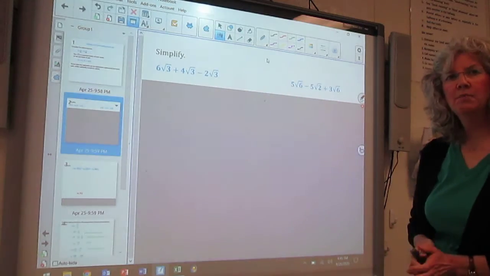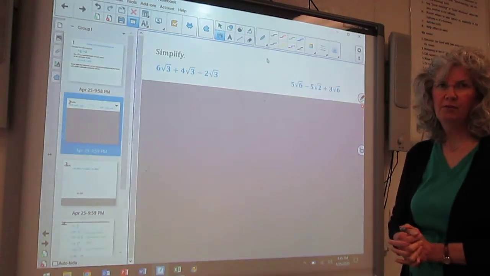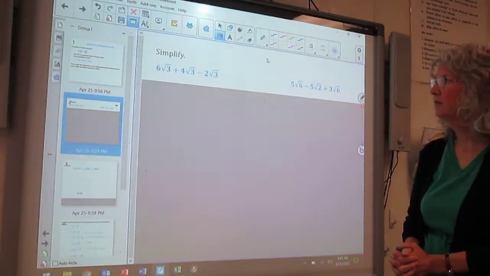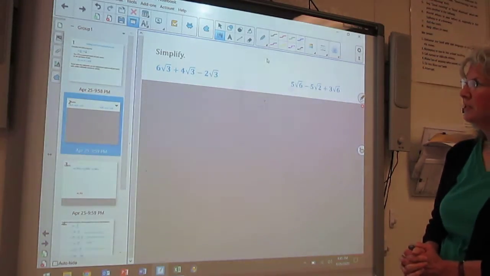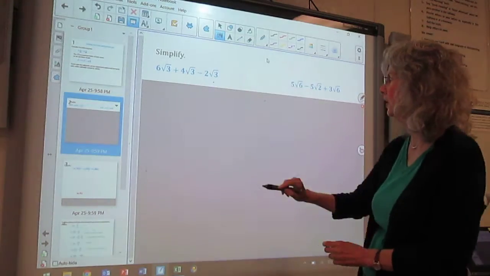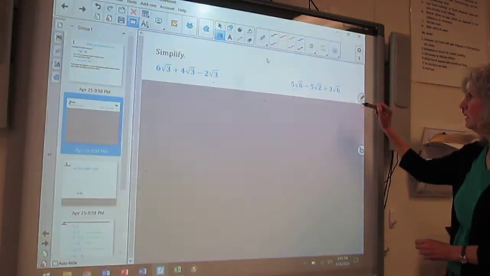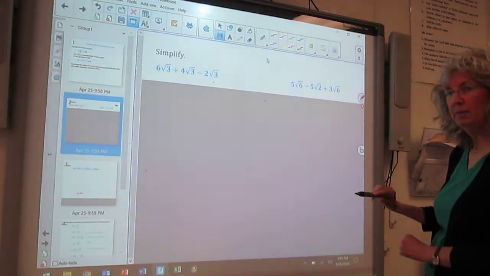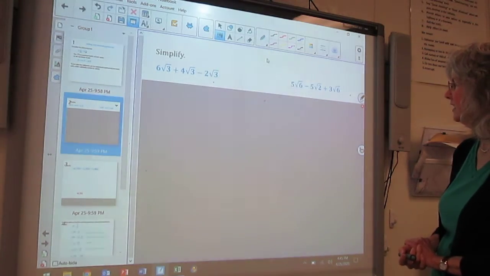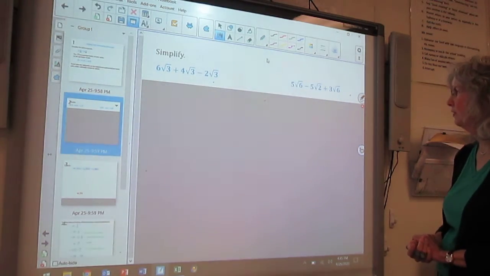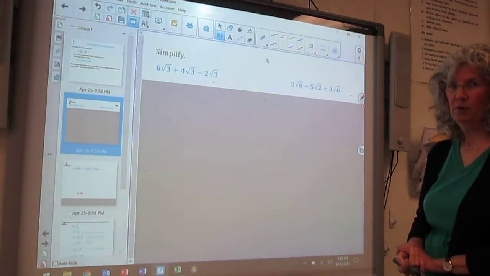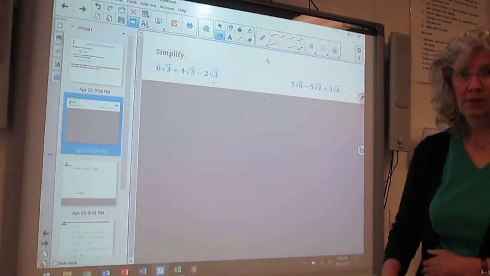Now here are two problems I want you to copy onto your paper for the first part of your homework. I want you to do these two problems as part of your homework. 6 times the square root of 3 plus 4 times the square root of 3 minus 2 times the square root of 3 is the first one over here. Pause your video and do that one. The second one is 5 times the square root of 6 minus 5 times the square root of 2 plus 3 times the square root of 6. I want you to pause your video and do that on your homework paper.